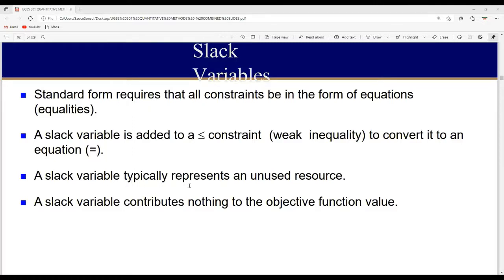A slack variable typically represents an unused resource, as I told you earlier. A slack variable contributes nothing to the objective function. That's what I was trying to tell you. When you introduce a slack variable, it contributes nothing to the objective function, the maximize, because it was part of the constraint, just that it was unused. So it does nothing to our objective function.